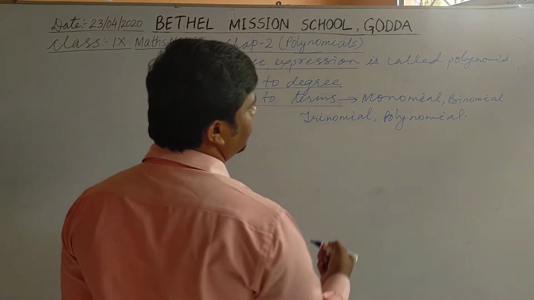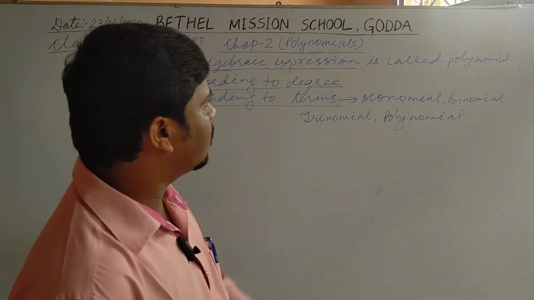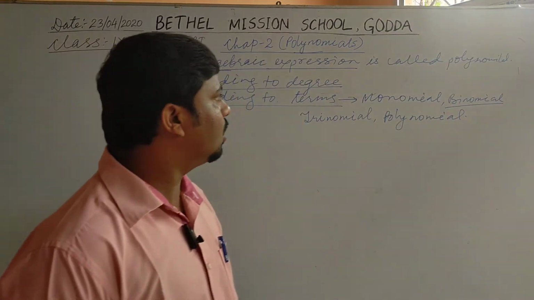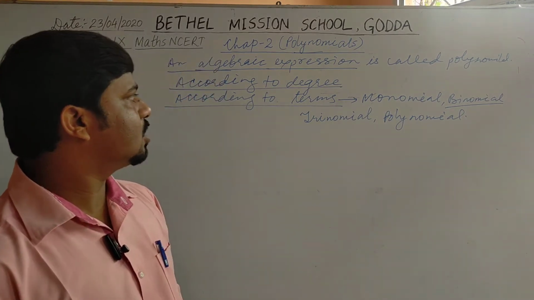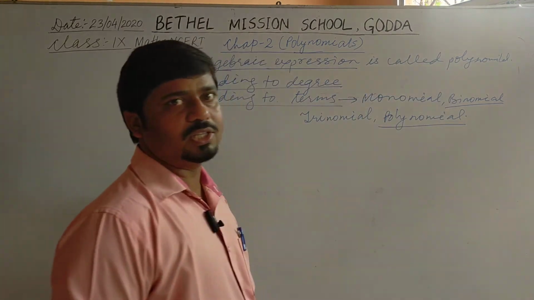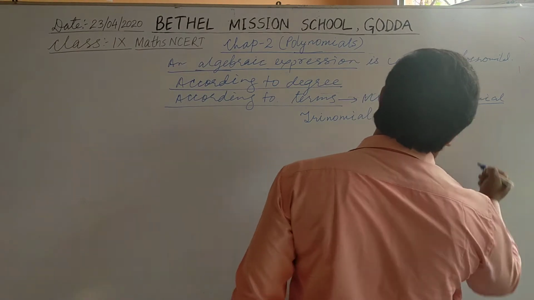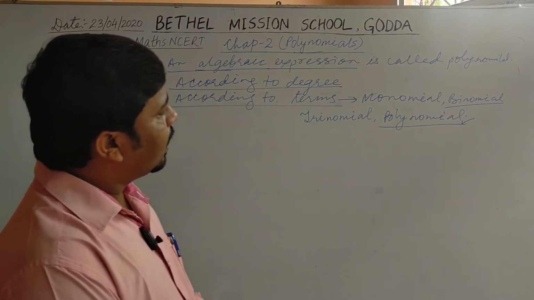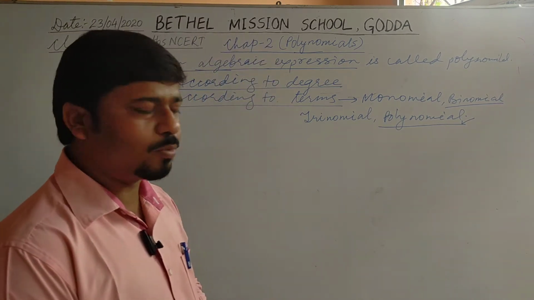Monomial, an expression having one term, that is called monomial. An expression having 2 terms, that is called binomial. An expression having 3 terms, that is called trinomial. An expression having more than 3 terms, that is called polynomial. Means all the algebraic expressions, if it is a monomial, binomial, trinomial, all are polynomial.